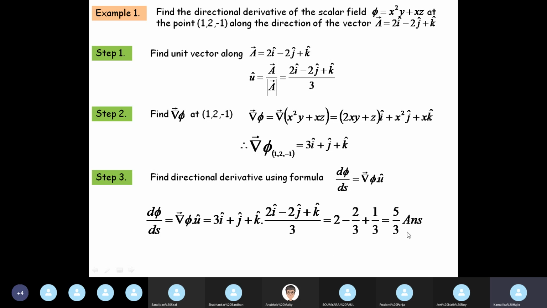What does this give you? This gives you the rate of change of the function phi. But where? At this point and along this direction. At a different point and in a different direction, this rate of change would have a different value, even for the same function phi. Okay, so have you understood the steps for doing this problem?